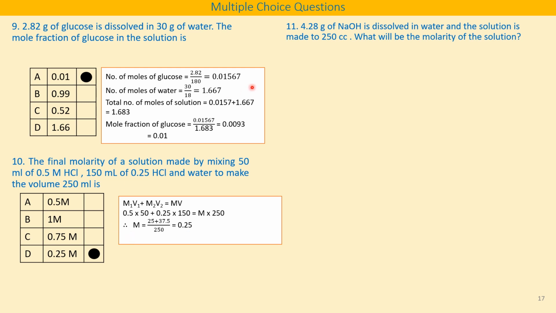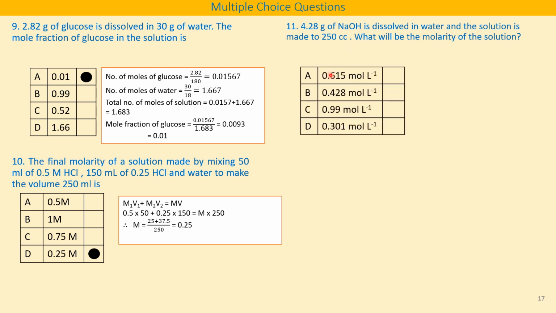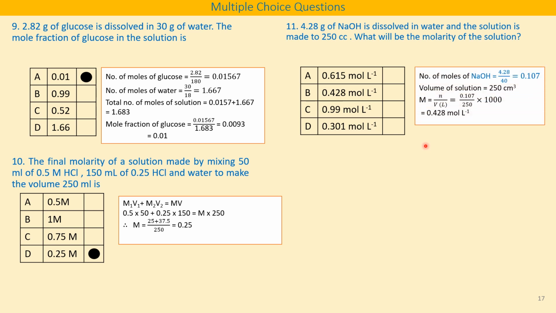Next question. 4.28 grams of NaOH is dissolved in water and the solution is made to 250 cc. What will be the molarity of this solution? Four options are given. You have to mark the correct answer. So, let us do it as given in the insert table. Number of moles of NaOH is the weight of NaOH, 4.28 grams, divided by 40, that is the molecular weight. That is equal to 0.107.